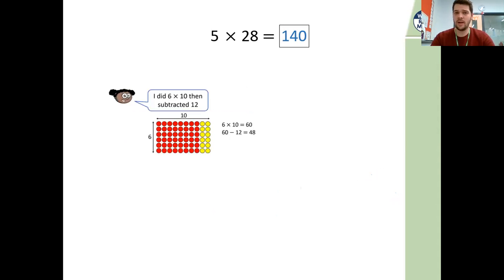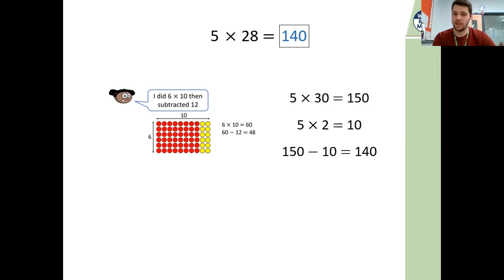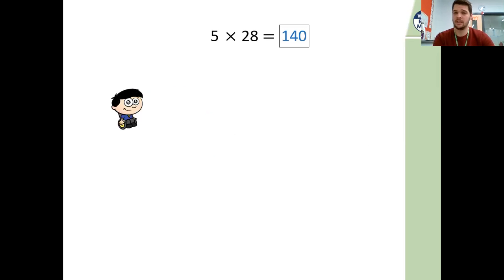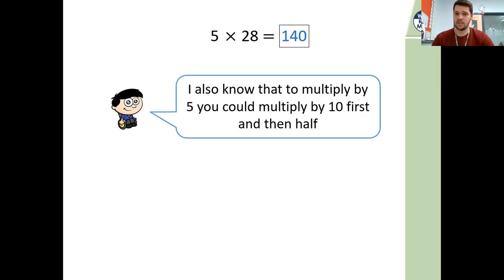Okay, all related facts. How about using this method here? This is where the girl times it by 10 and then subtracted what she had left over. So we could do 5 times 30 because that's really close to 28. 5 times 30 is 150. Let's get rid of the 2 lots of 5. 5 times 2 is 10. So 150 take away 10 is 140.